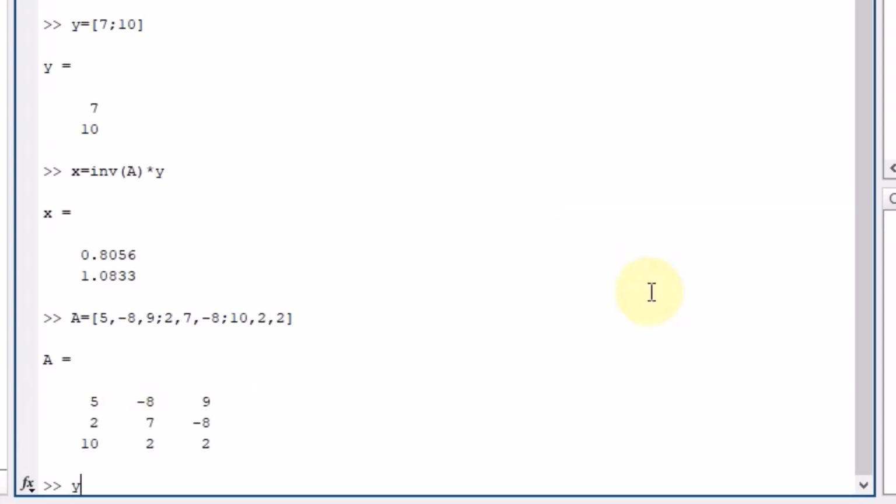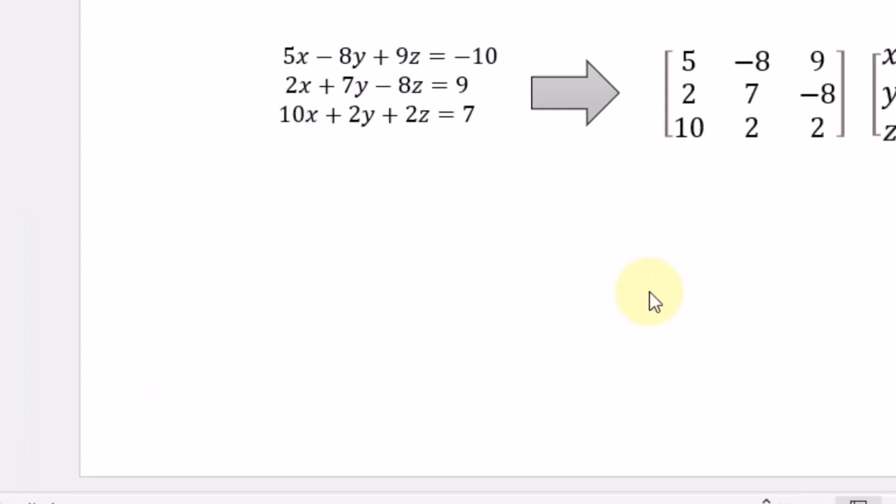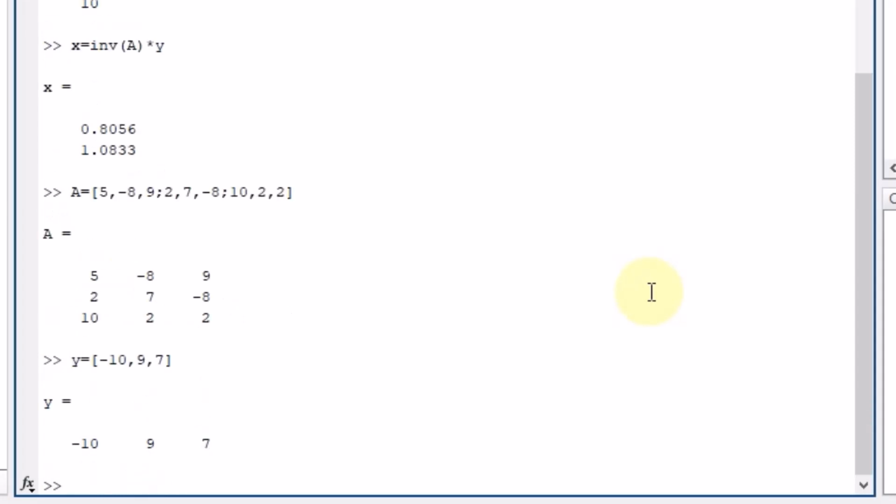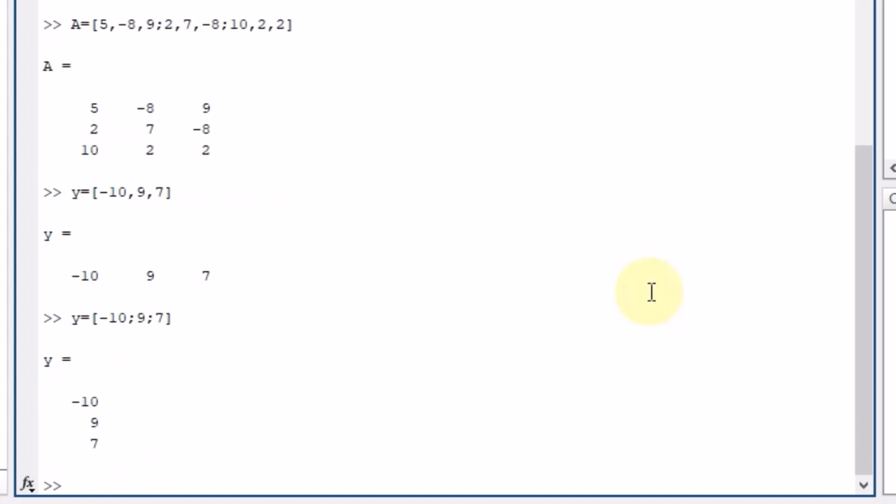Now in the column matrix y, how many values do I have? I have 3 values, and what are those values? Those are minus 10, 9, and then 7. Sorry, as this one is basically a column matrix, I have to put the semicolons here. So that is like this one.